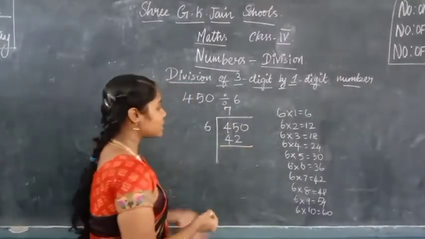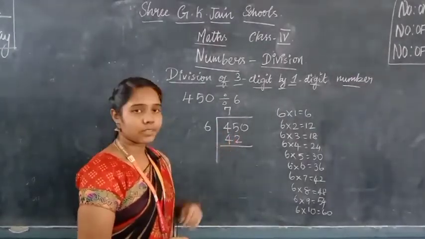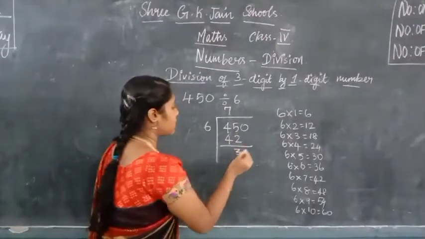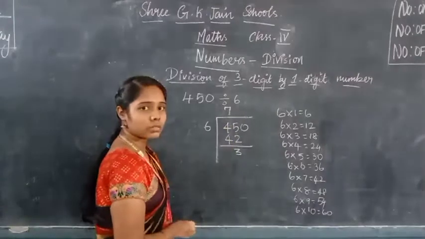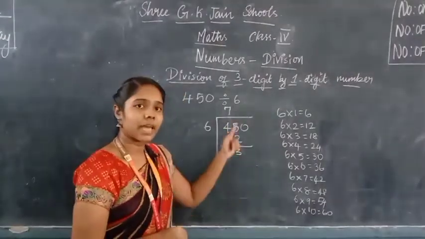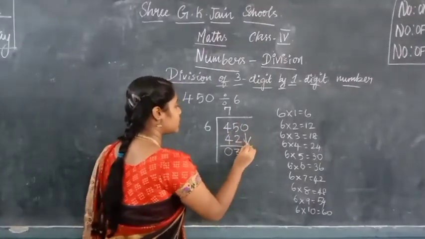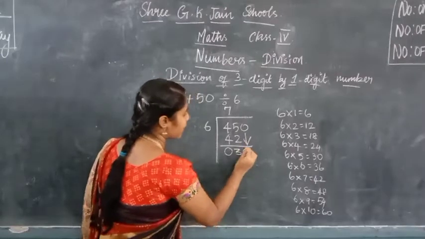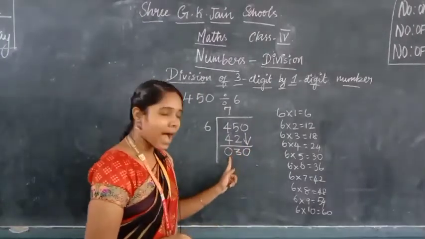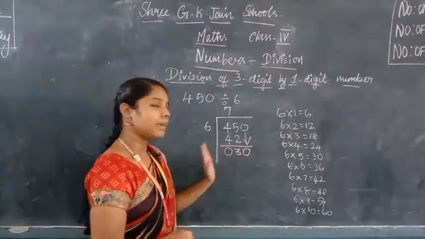Now what is the next step? We have to subtract. 5 minus 2, what is 5 minus 2? It is 3. 4 minus 4, it is 0. Now the next step is we have to bring down the next number. So we have to take down the 0. If I take down 0, this number will become 30. Whenever we have a 0 in front of any number, it has no value, so we can neglect it.